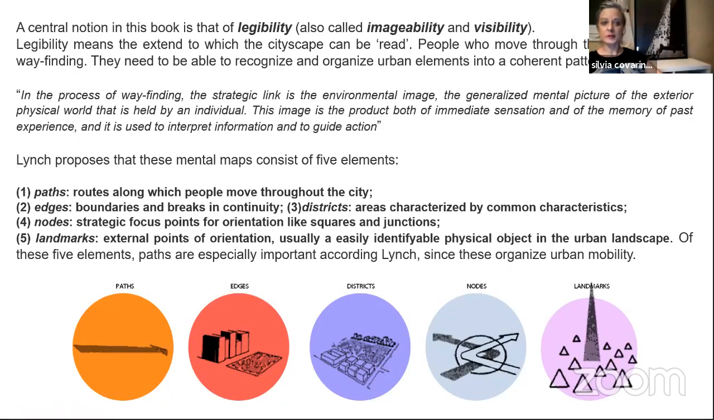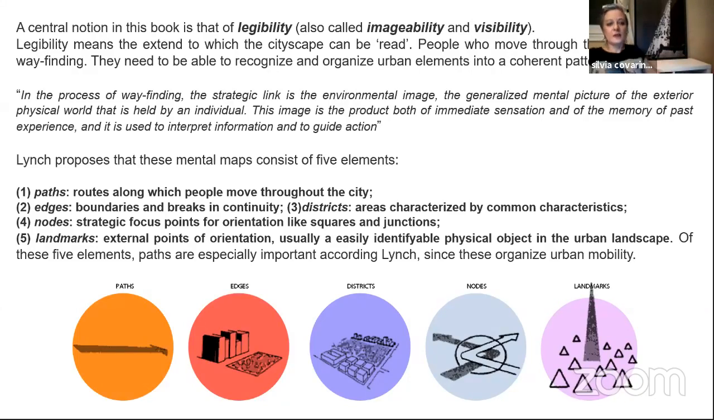Edges are boundaries and breaks in continuity. It's like an interruption, and we can have, of course, many different forms of boundary. Districts are characterized by a common characteristic, okay? Maybe in a special neighborhood, we can have a particular common point. Nodes are strategic focus points for orientation, like squares and junctions. And this is regarding the mobility and the network in the city and the connection. Landmarks are external points of orientation, usually easily identified by a physical object in the urban landscape.